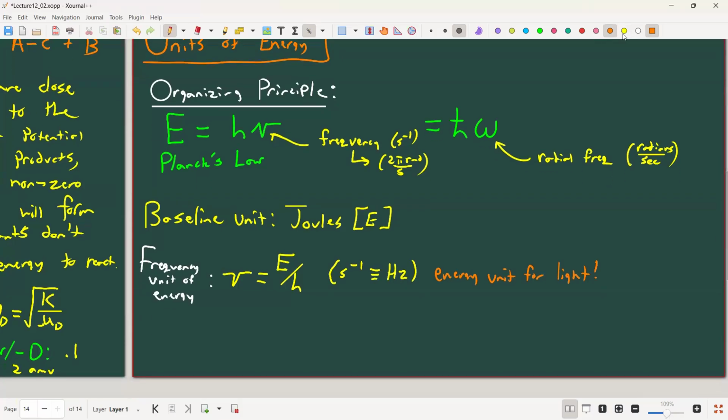And we can also write just equivalently that omega is equal to E over h bar. Right? And of course, this tells us that, I'm sorry, no, that nu is omega over 2 pi. Right? That's our relationship between the two.